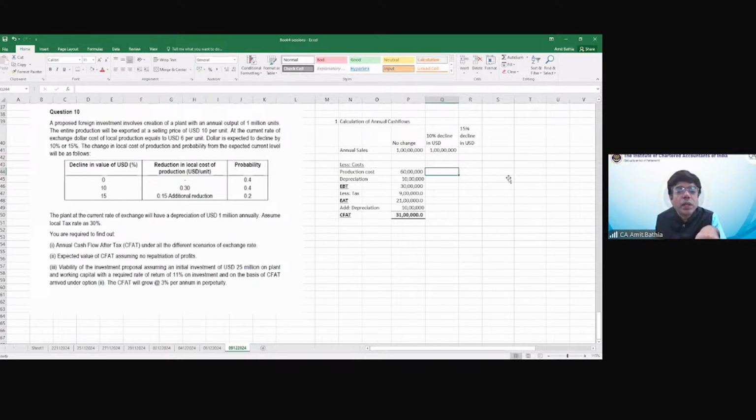Production cost. Were you told something about production cost? There is a reduction in production cost, right? By how much? 0.30. So in that case, it will be 10 lakh units into 6 minus 0.3. Am I right? It will become 5.70. Are you with me?